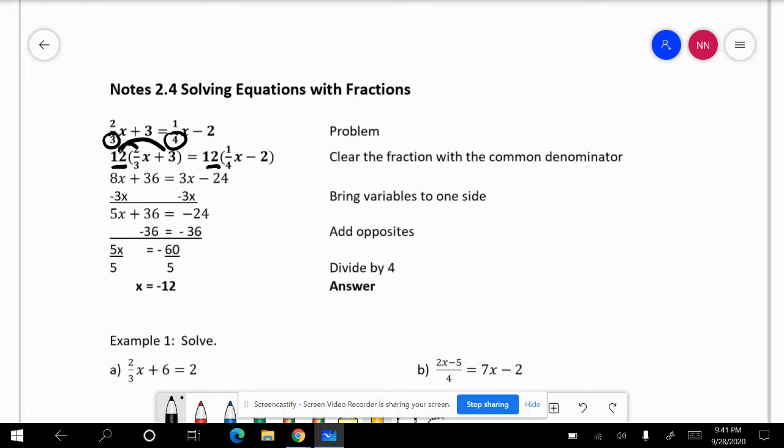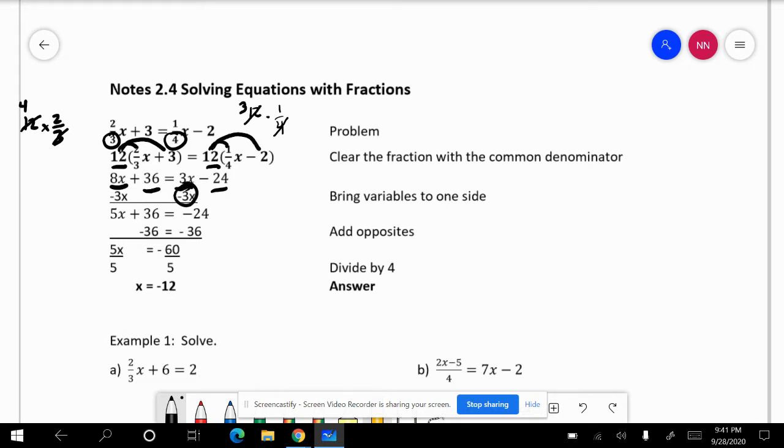When we do that, 12 times 2/3, the 3 cancels with the 12, and we get 4 times 2, which gives us 8. We distribute the 12 to the 3 to get 36. 12 times 1/4, the 4 cancels with the 12 to get a 3. And then 12 times 2 is negative 24.